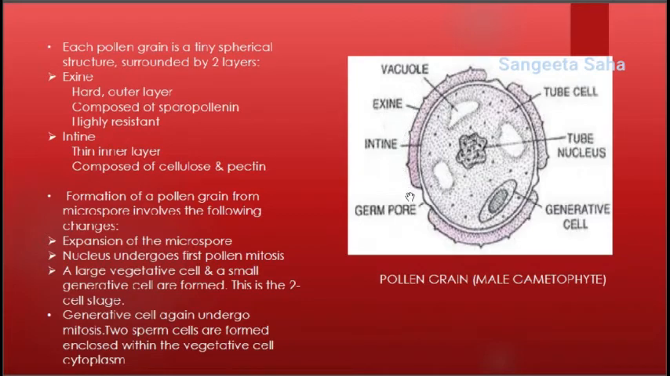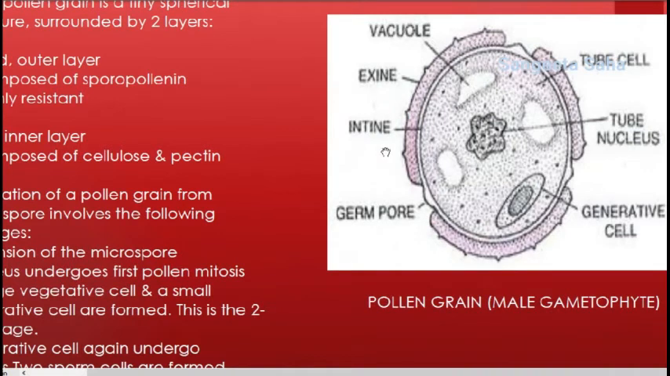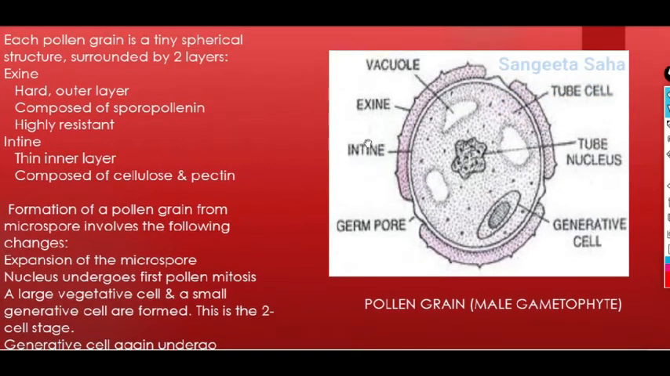Now, if we see the structure of the pollen grain here, we see that it has two layers. One is the exine, that is the external part. Sporopollenin, secreted by the exine, is resistant to chemical and biological decomposition. Another part, the inner part, is the intine. It is composed of cellulose and pectin. At certain places, you see that the exine remains thin. When these thin areas are circular in shape, they are said to be germ pores. And when these thin areas are elongated, they are said to be germ furrows.